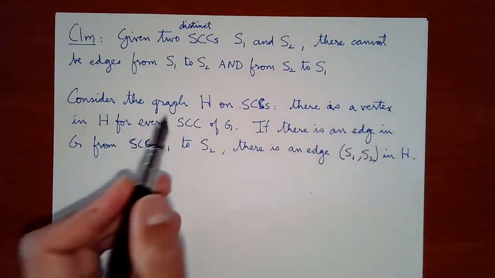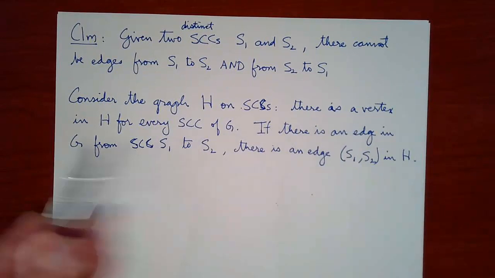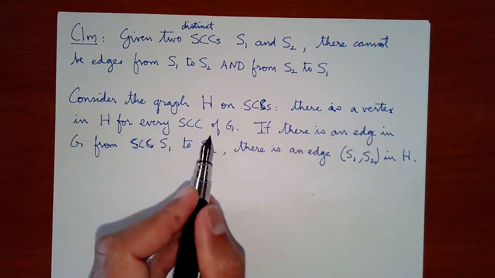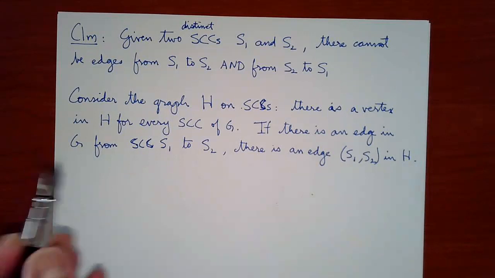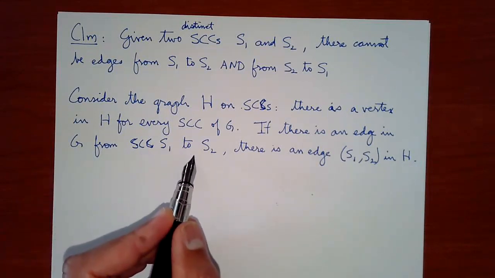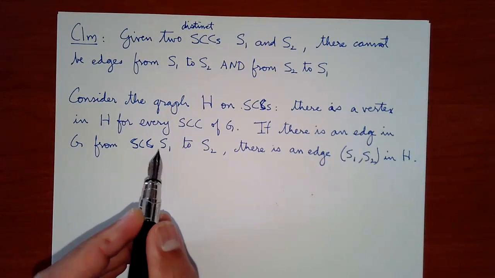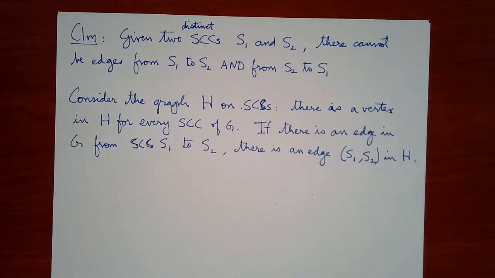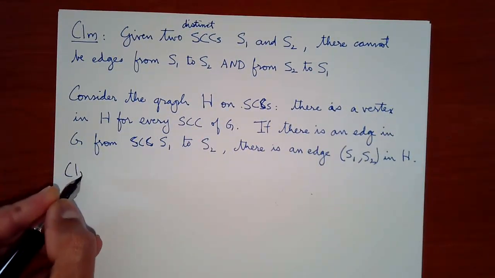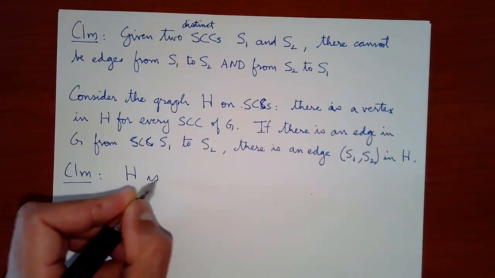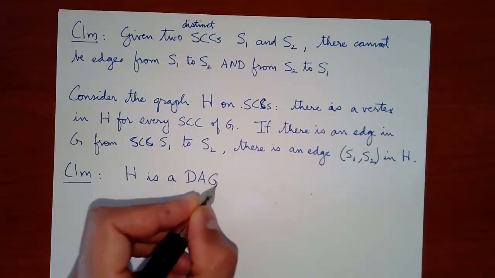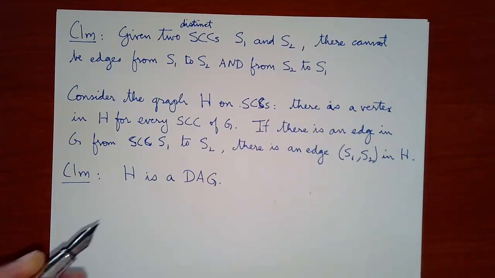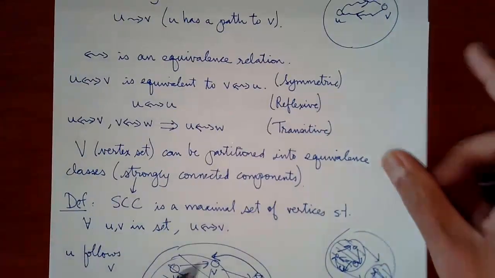So we can construct the graph on SCCs where there's a vertex in H for every strongly connected component, and if there's an edge from the strongly connected component S1 to the strongly connected component S2, then there's an edge S1, S2 in H. And the claim is that H is a DAG. Essentially, because if there's any cycle in H, then you can merge the strongly connected components into a larger one, and strongly connected components are defined to be maximal.